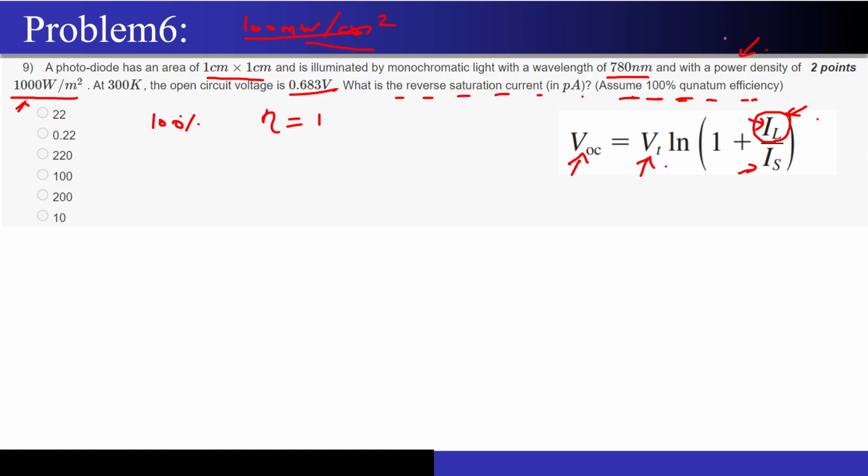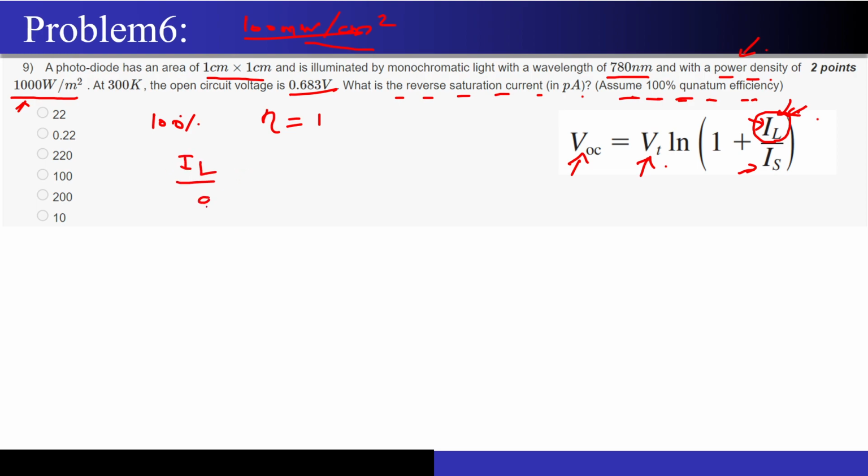So can I use a formula which tells me the quantum efficiency as well as the power density of the light that is coming and hitting on the semiconductor surface, and can give me this load current? Of course I know the formula. This formula is nothing but the formula of responsivity, correct.